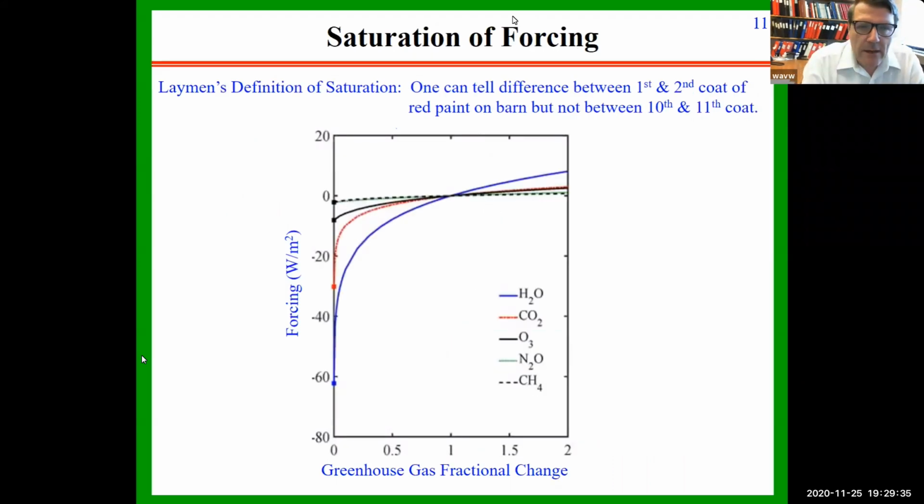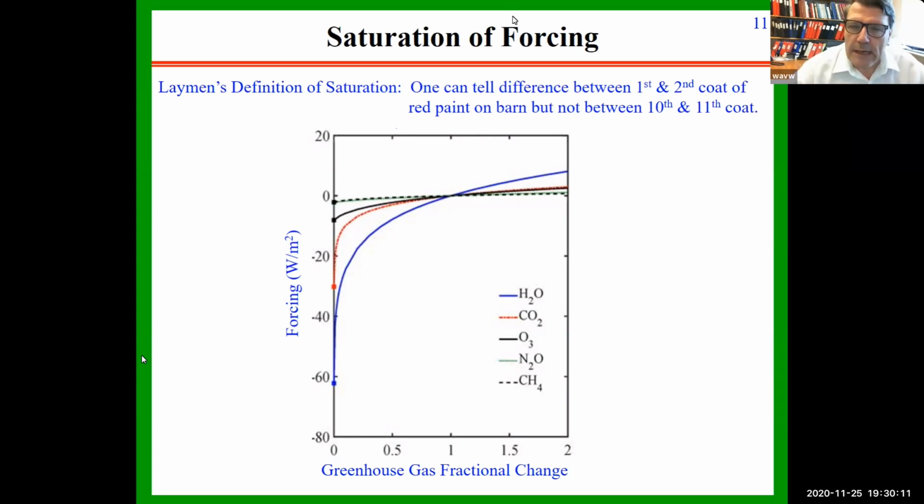Now, to do that, I have to talk about something called saturation. And what is saturation? Well, the best definition that I have heard is one that Will came up with. He said, if I take a barn, and it's not been painted in years, and if I give it one coat of red paint or a second coat, I can sure tell the difference. But if I give it 10 or 11 coats, I can't tell the difference between the 10th and 11th coat. That's an example of saturation.